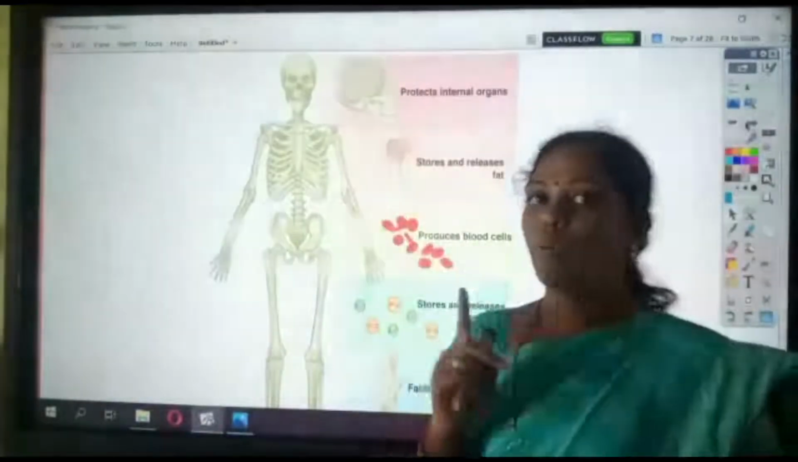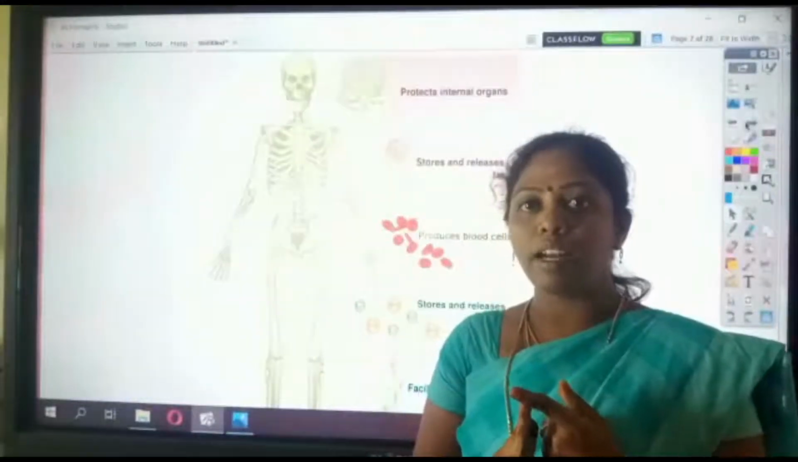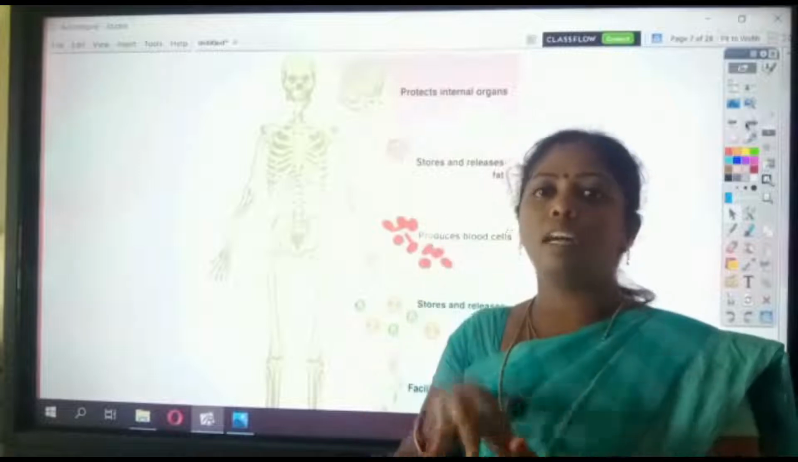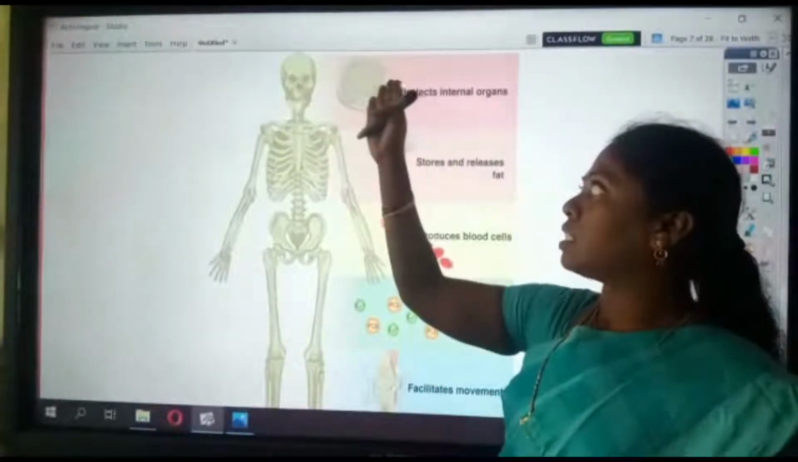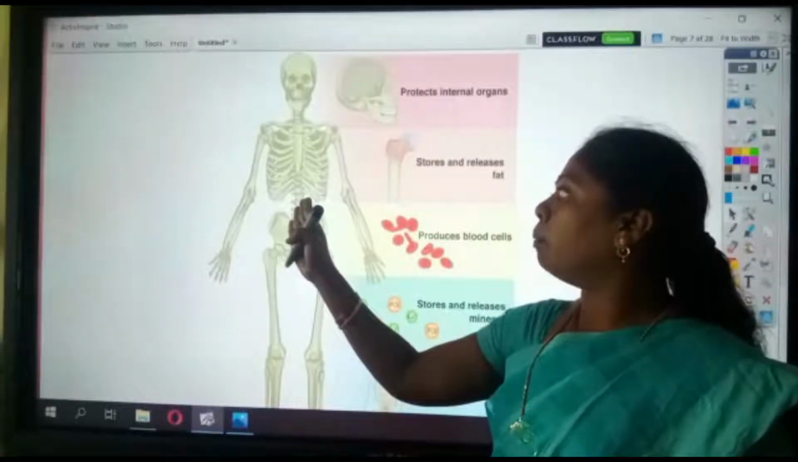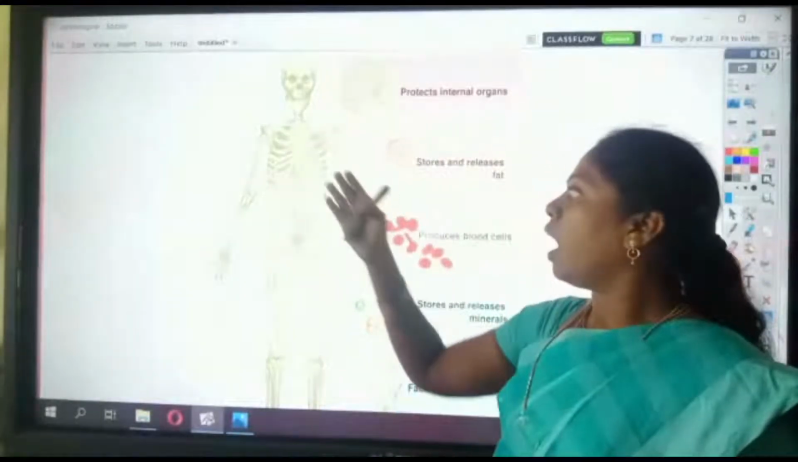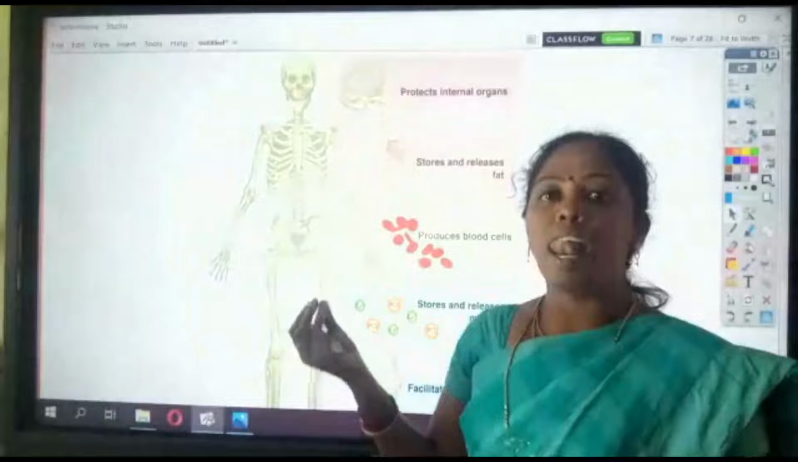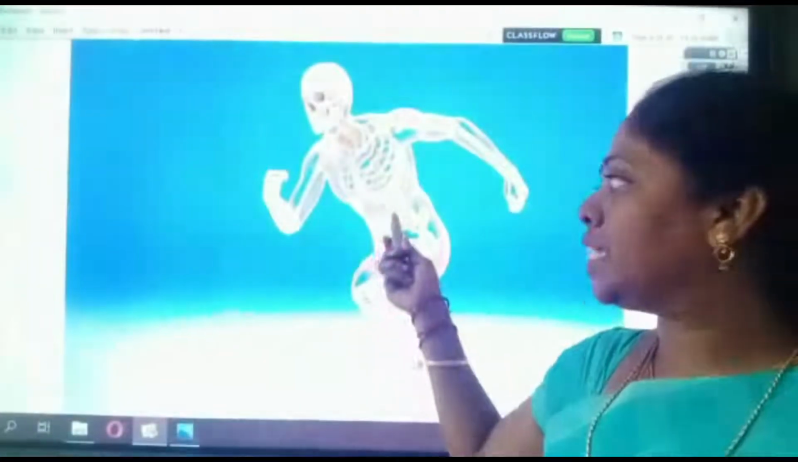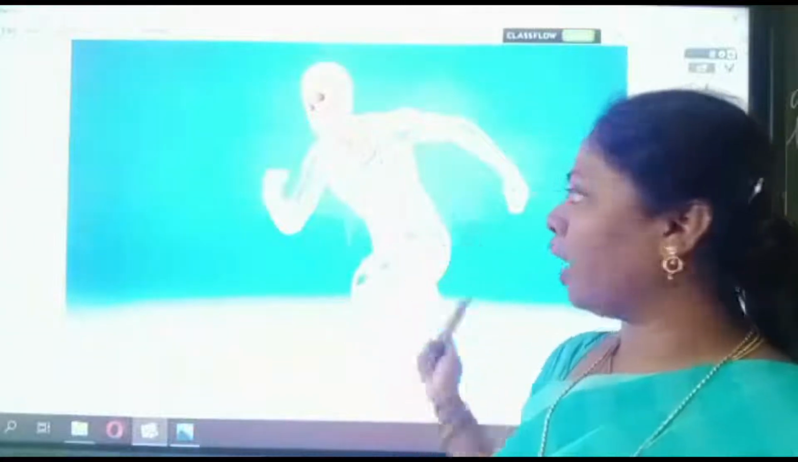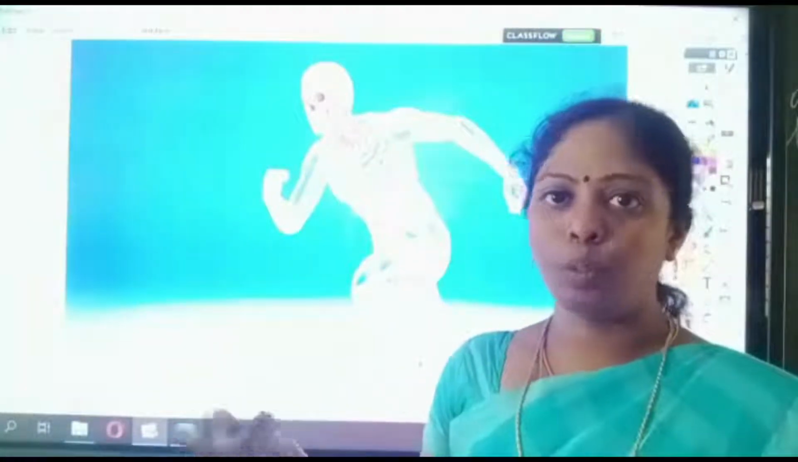One more important function is that it protects our internal organs like the brain. The skull protects the brain, the vertebral column protects the spinal cord and the rib cage protects the lungs and the heart. The bones, the muscles and the joints together enable us to move.